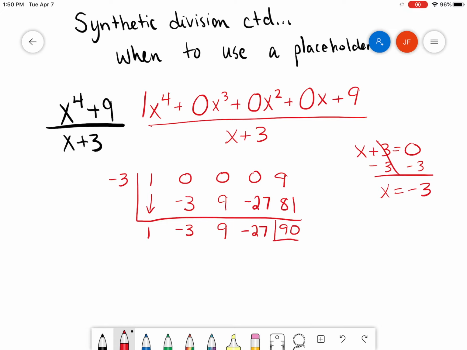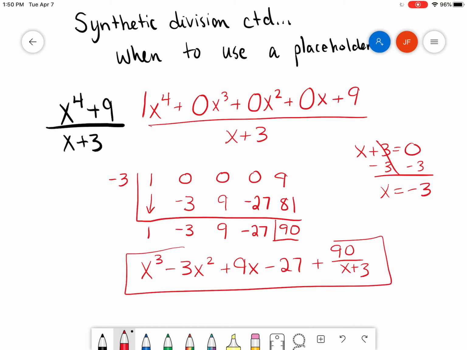To write your answer out, you would always go with 1 less of what you started with, because we started with an x to the fourth. 1 less would be x to the third. So that's 1x to the third, so I just put x to the third. Then minus 3x squared plus 9x minus 27. And then you want to write your remainder as a fraction, 90 over x plus 3. And that's it. That's your answer.